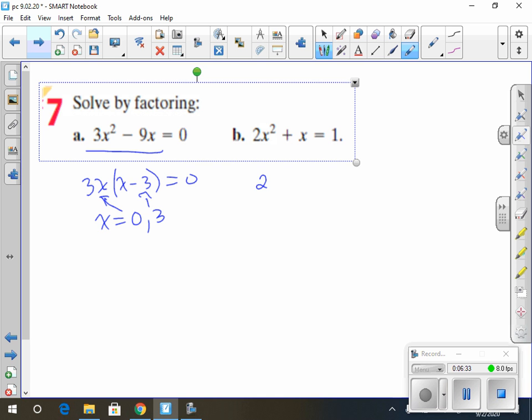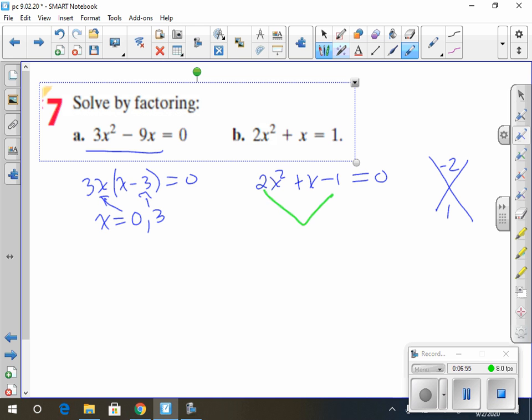Over here, 2x squared plus x minus 1. You need everything over to the left side, set equal to 0. Now I have a constant on the right. So we're looking at factors of 2 times negative 1, or negative 2, that add up to 1.